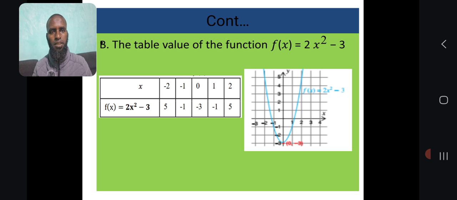When you see the example, the table of values of the function f(x) = x² - 3. X is given, we will calculate the y values. Then, by plotting the points, we can draw the graph as given on the screen. Well, I hope you got some concept on how to draw the graph of a quadratic function.